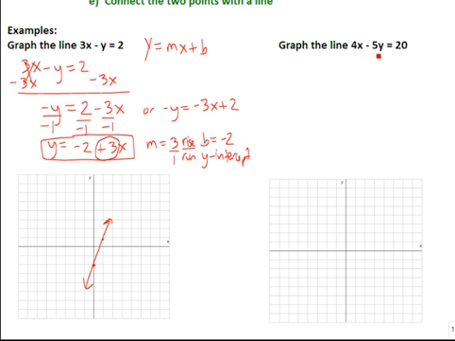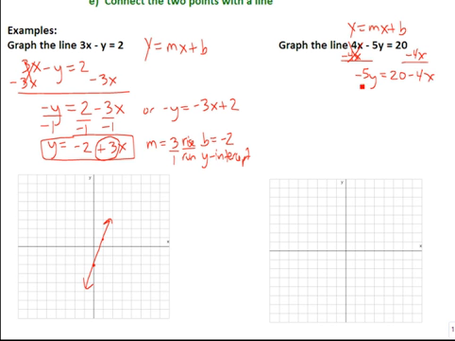So we have 4x minus 5y equals 20, and remember we're trying to put it into y equals mx plus b form. So we need to get this y term by itself. The first thing we're going to do is move the x term over to the right side, and since it's a positive 4x, I'm going to subtract it. So that's going to give me negative 5y on the left, don't forget your minus sign, and on the right I'm going to have 20 minus 4x.